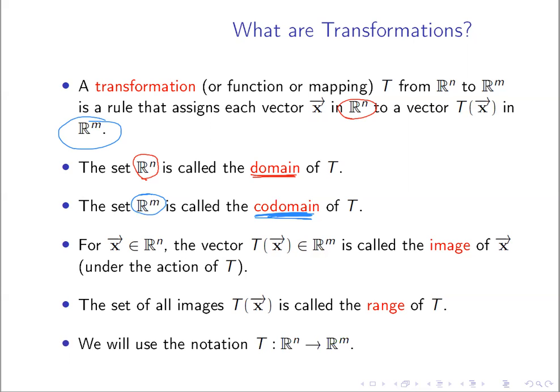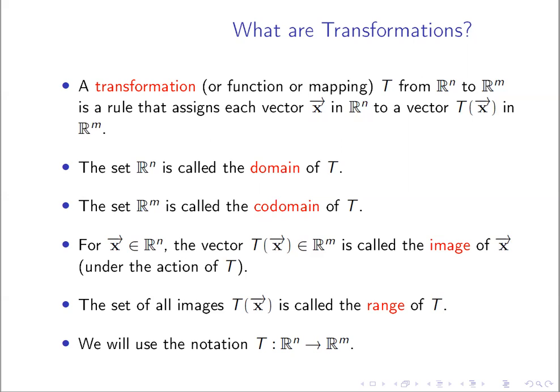But we use the notation T: Rn → Rm. We use T for transformation, but technically we can use any letter, and it's usually a capital letter. We have our domain where we start and our codomain where we end up. Hence the arrow telling us the directionality of where it's going. All right, so these are some basic terminology.